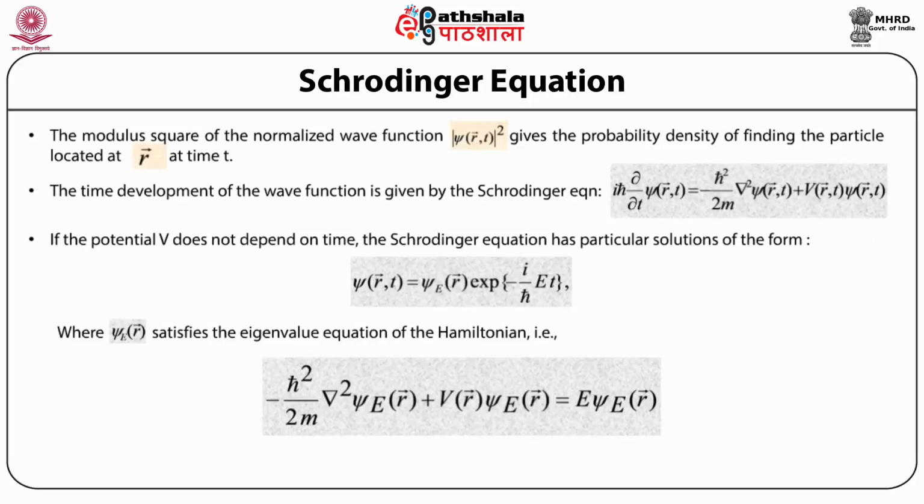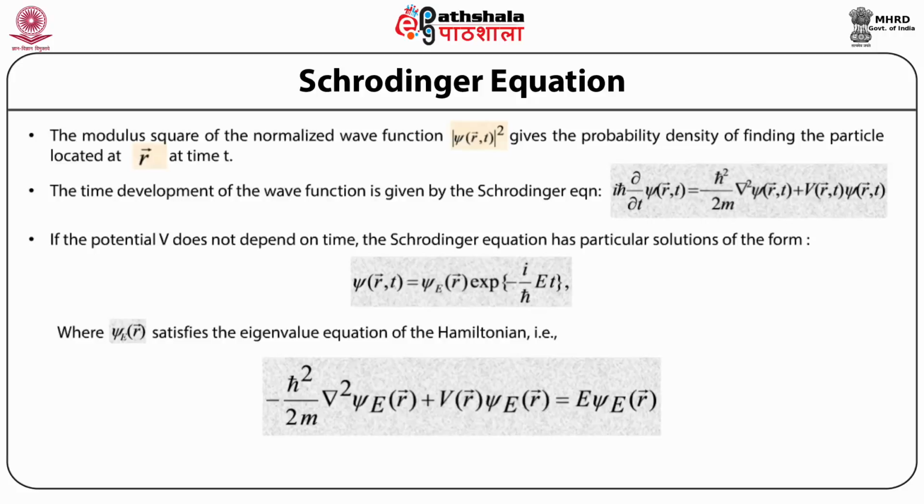Schrodinger equation. Now, the square of the modulus of the normalized wave function, that is, the square of the mod of the wave function psi as a function of position vector r and time t, gives the probability density of finding the particle located at the position vector r at a particular time t. So in this manner, by using the square of the modulus of the wave function, one can find out the probability density of finding a particle in a localized region defined by the position vector r at a particular time t.